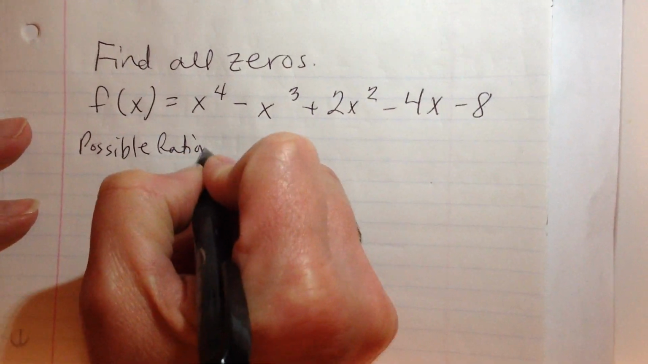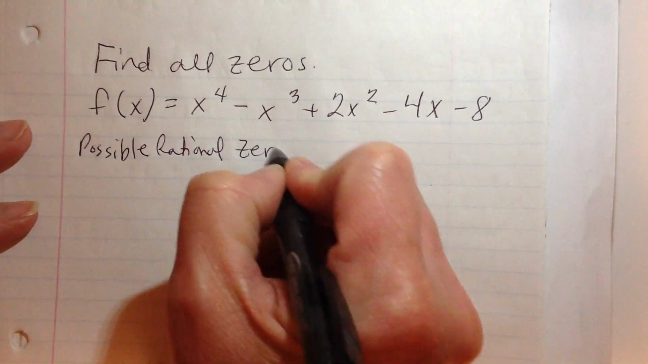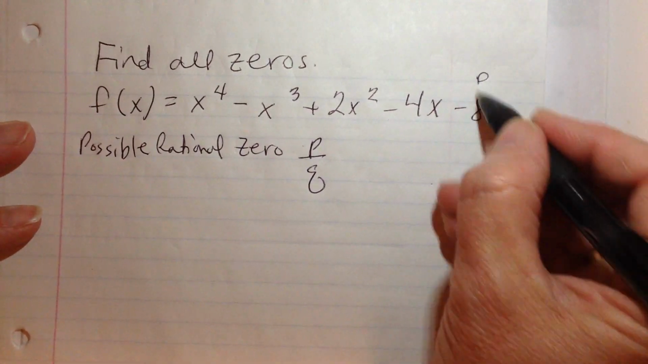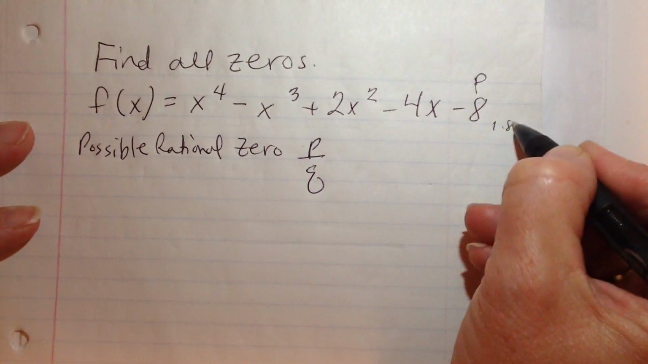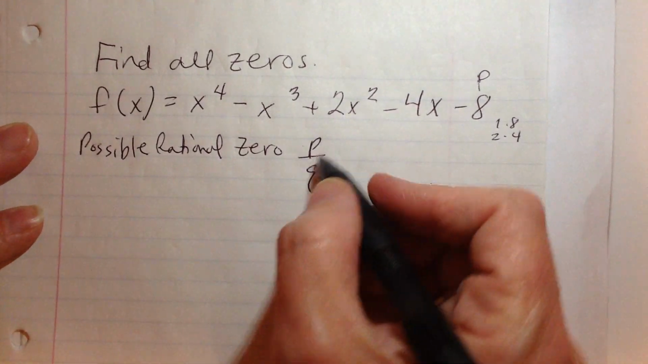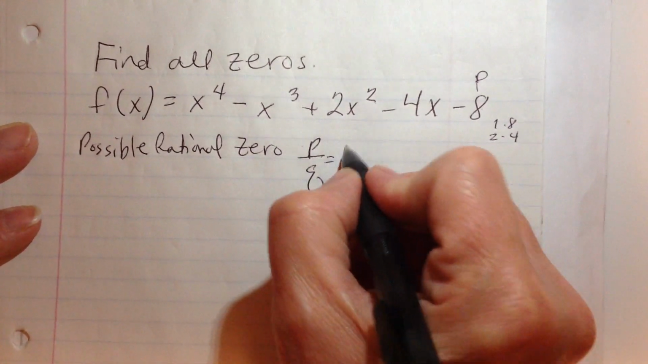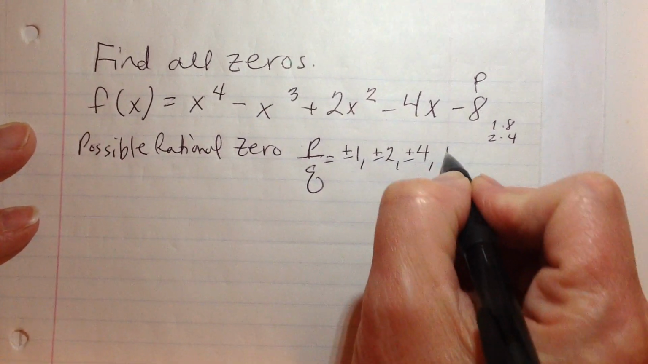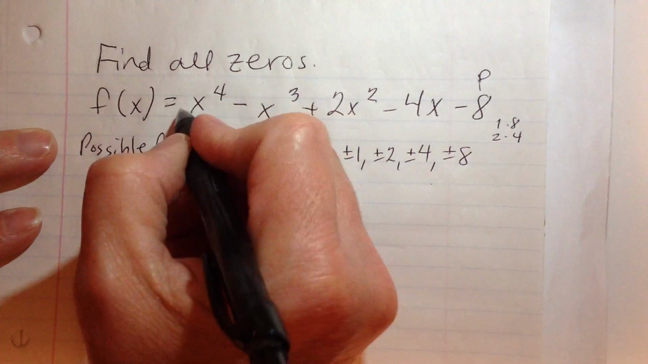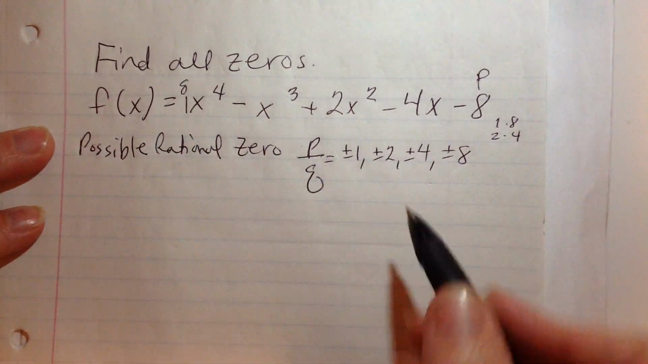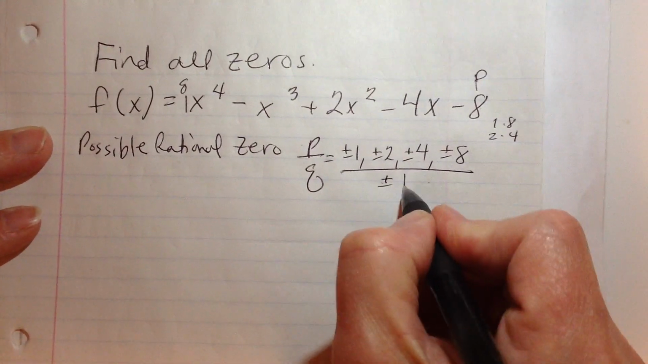rational zeros. And to do that, we will use our P over our Q. P is 8. Your factors of 8 are 1 and 8, 2 and 4. So we can know that our factors of P would be plus or minus 1, plus or minus 2, plus or minus 4, and plus or minus 8. Q is your leading coefficient, 1. So your factors of 1 would be 1.